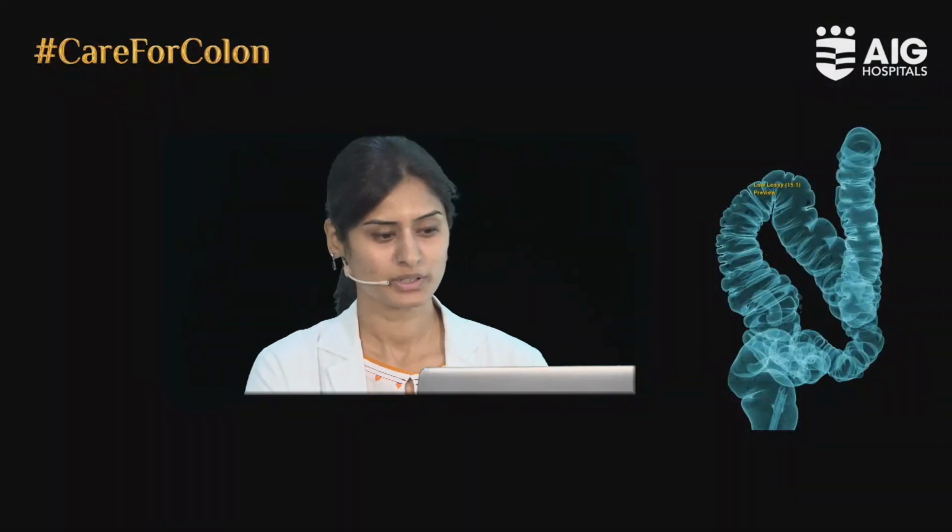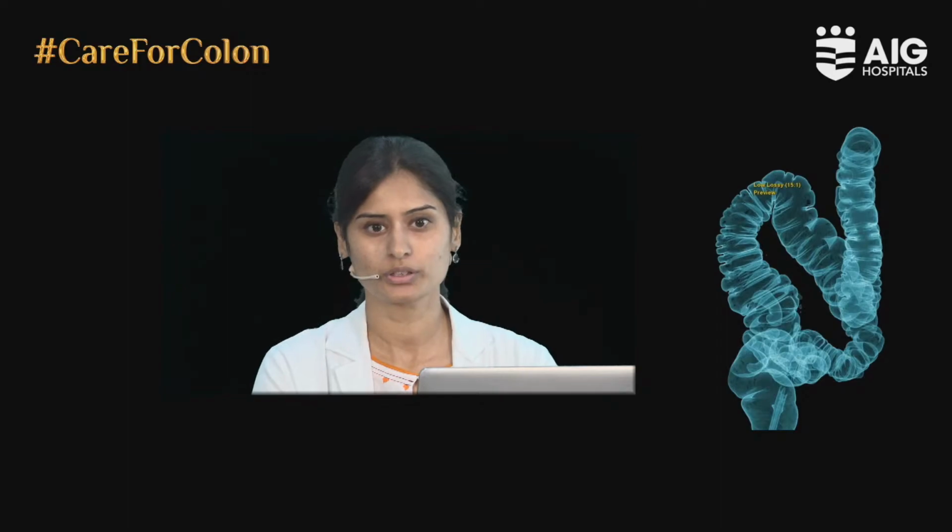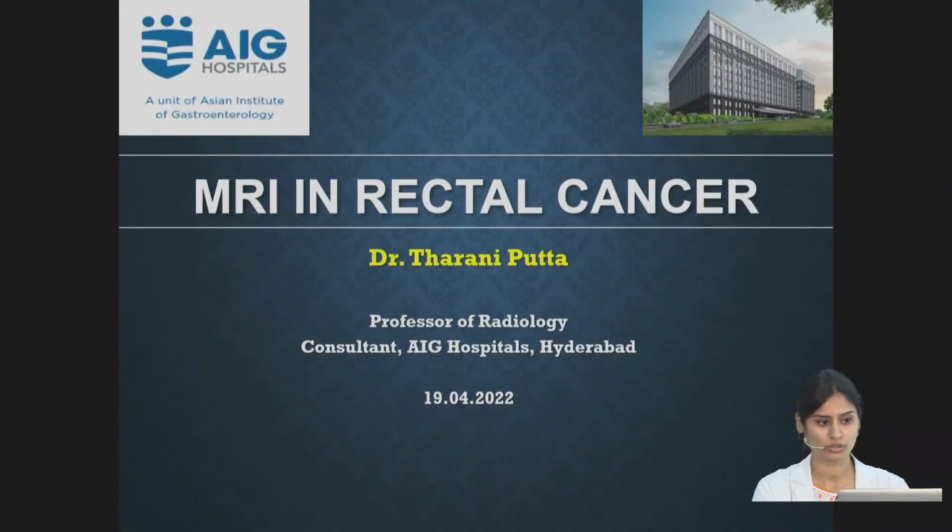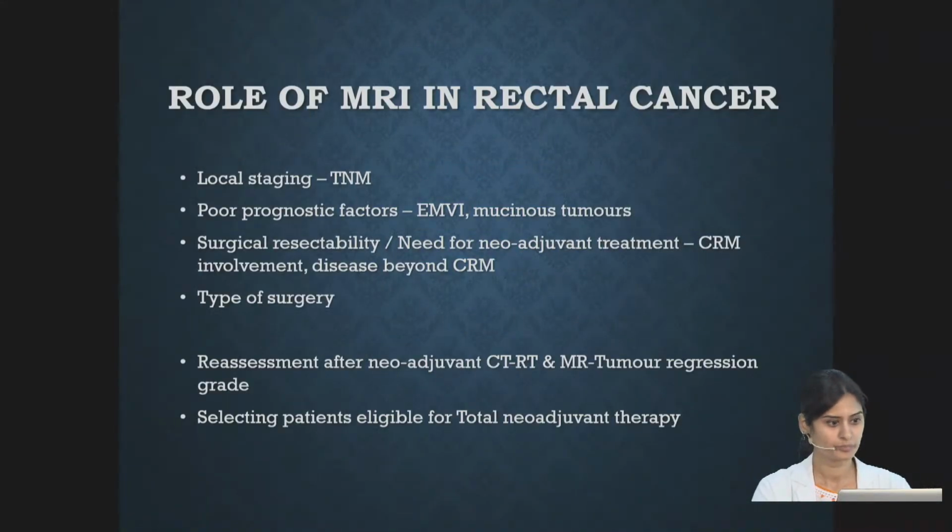Good evening. So over the next 15 minutes, I'll run you through the importance of MRI or the role of MRI in rectal cancers. So it's broadly divided into local staging and setting a TNM stage for the cancer, and to determine if there are any poor prognostic factors like extramural vascular invasion, or if the tumor looks to be mucinous or signet ring cell type, and to determine if it is possible to resect the tumor right away, or if there is any need for neoadjuvant treatment.